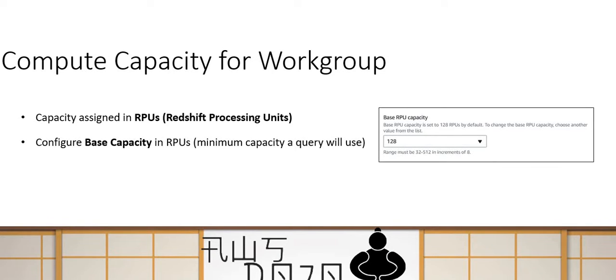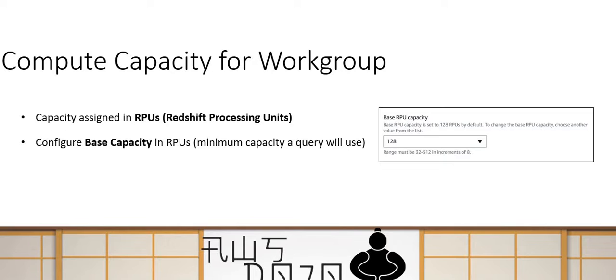And when you're trying to configure the capacity, you configure a parameter called base capacity. In this base capacity, you provide your RPUs. What exactly it means is that when you configure a base capacity, like you can see here on the screen, where 128 is configured as the base capacity, when you run a query, your query is going to use a minimum of 128 RPUs. So the minimum base capacity RPUs are what the query is going to use to run.